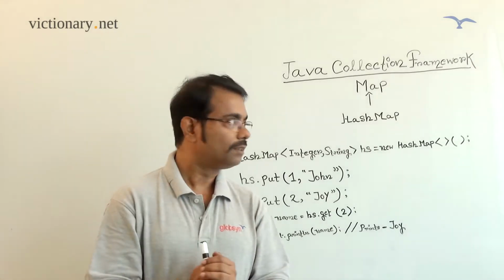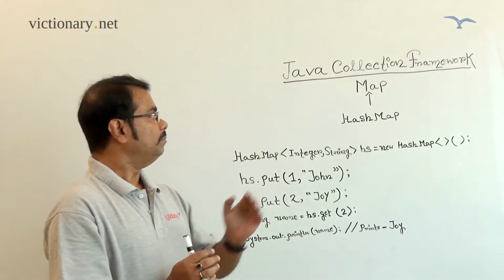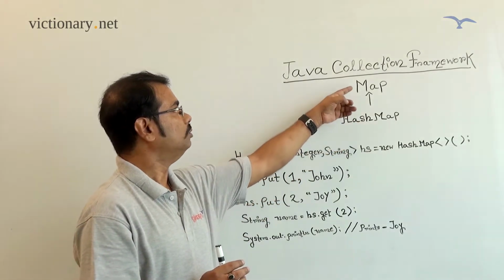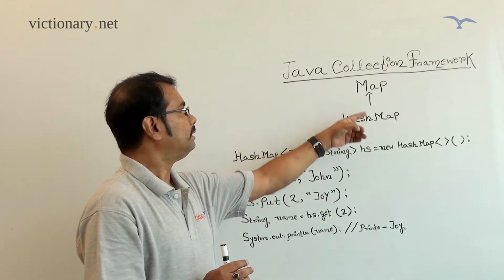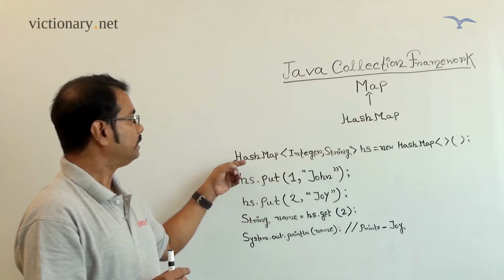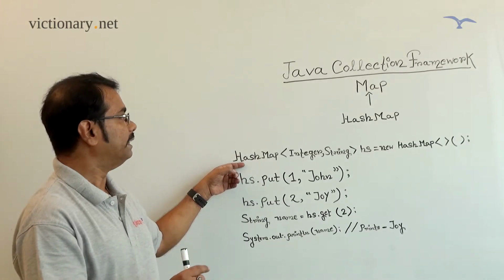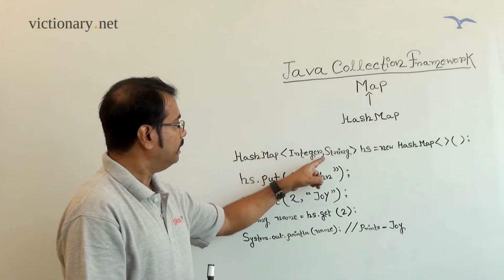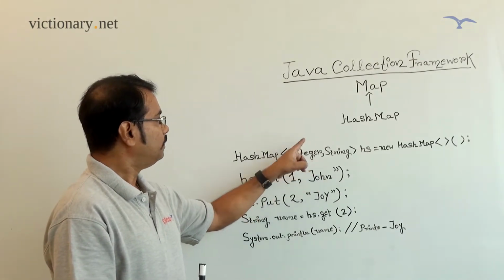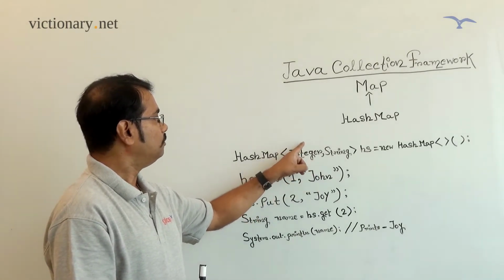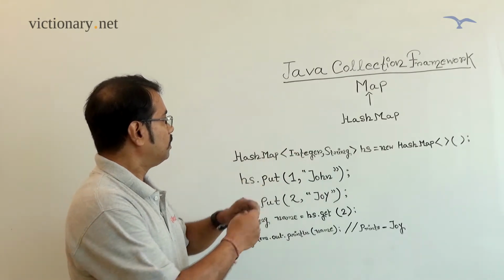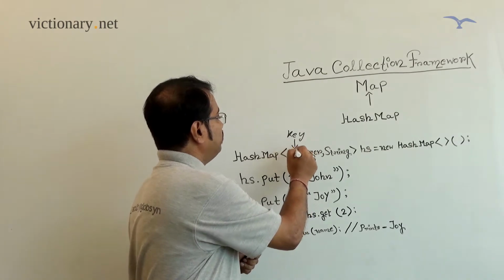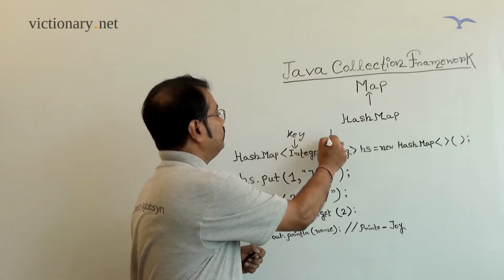Let's see an example. Java gives us a ready-made class known as HashMap, which is an implementation of the Map interface. We can create an object of HashMap using the same Java object creation syntax with new. And you can identify the type parameters. The first type parameter is for the key. So here we maintain the data type for the key, and this is for the value.